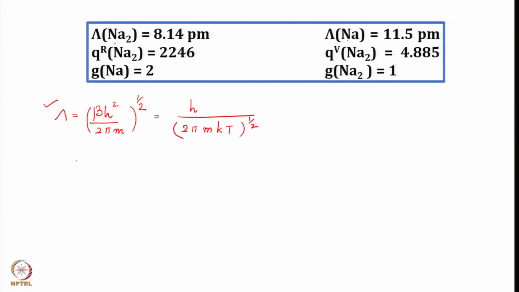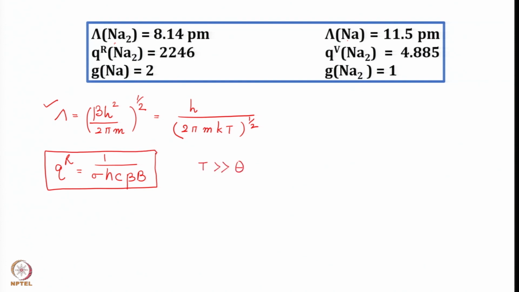Q rotational. Na2 is a linear diatomic molecule. So the expression that you require for the molecular partition function is that for a linear rotor. And we know that QR for a linear rotor is 1 over sigma h c beta B. Remember that this equation is a high temperature result. That means if your temperature is much higher than the characteristic rotational temperature, only then will you use this equation.